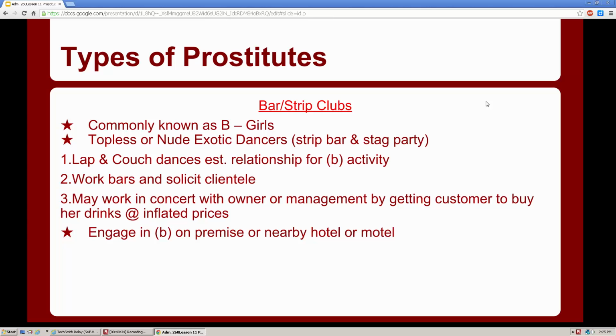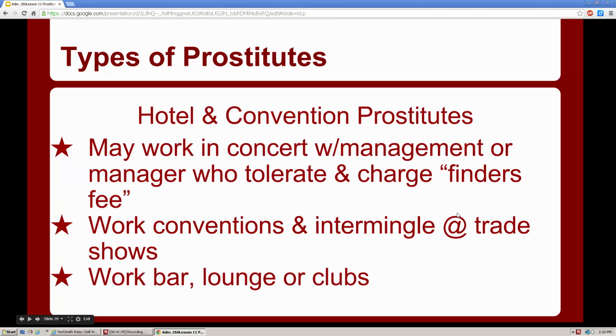If she's working a bar, she could be working with the owner, where if you go in, you buy her a drink. Her drink is going to cost you 5-6 times the amount of what it would cost you. So her drinks are sold at very inflated prices, and a lot of times they don't even contain alcohol in them. And then at that point, again, if you can negotiate for her services, it could be in a nearby hotel or motel where the manager is also involved in the activity.